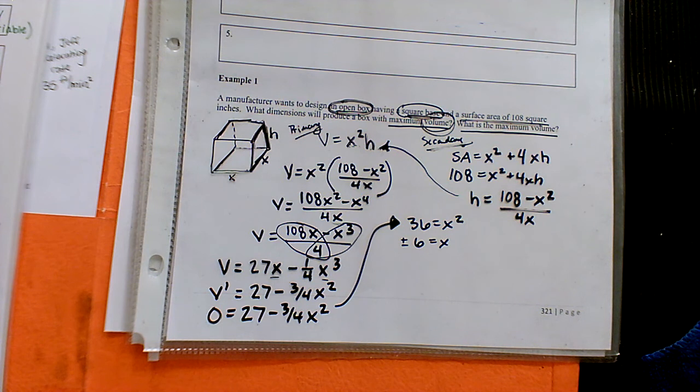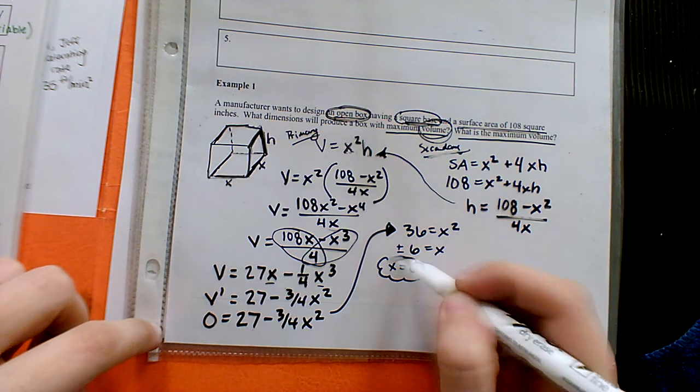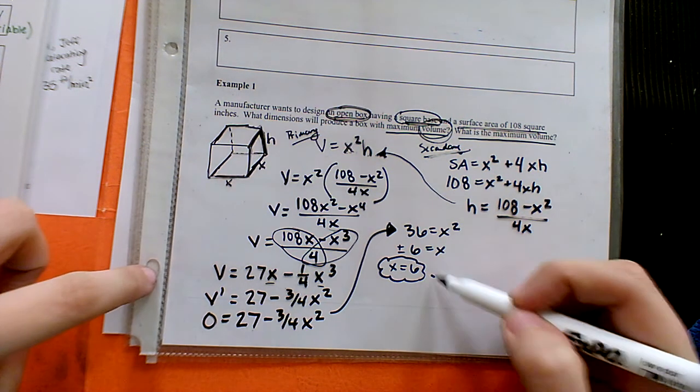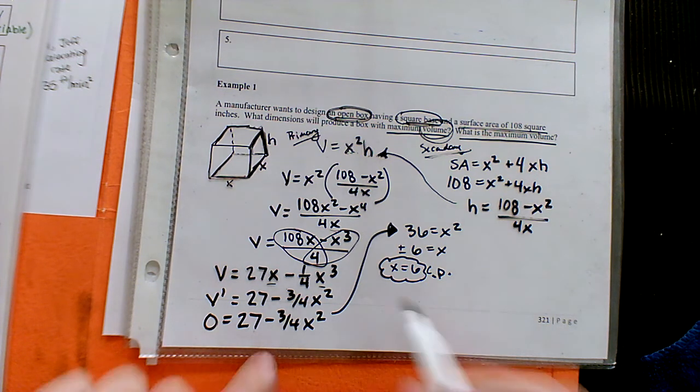All right. Should we check both? No, why not? Right, this x distance can't be negative. So really, we're just going to check 6. Okay. So if it's a critical point, it's a potential max or min. We need to confirm it with a sign chart to actually prove if it is or not.